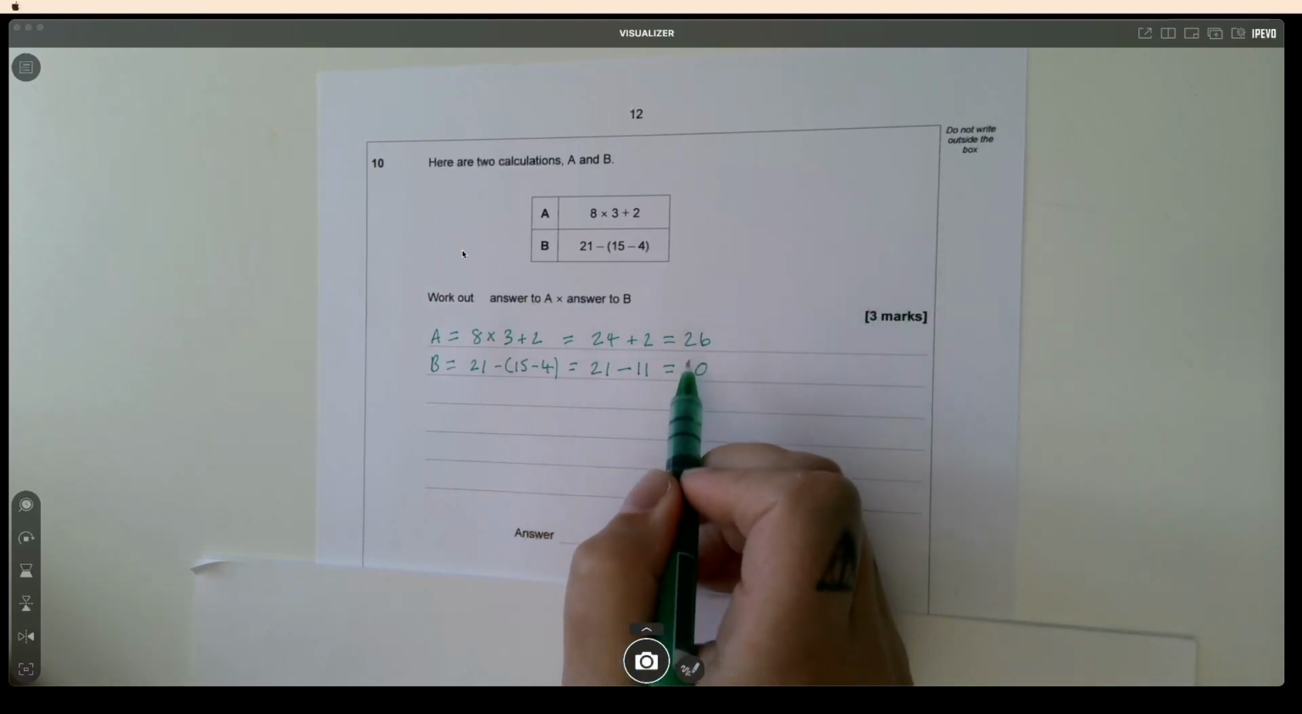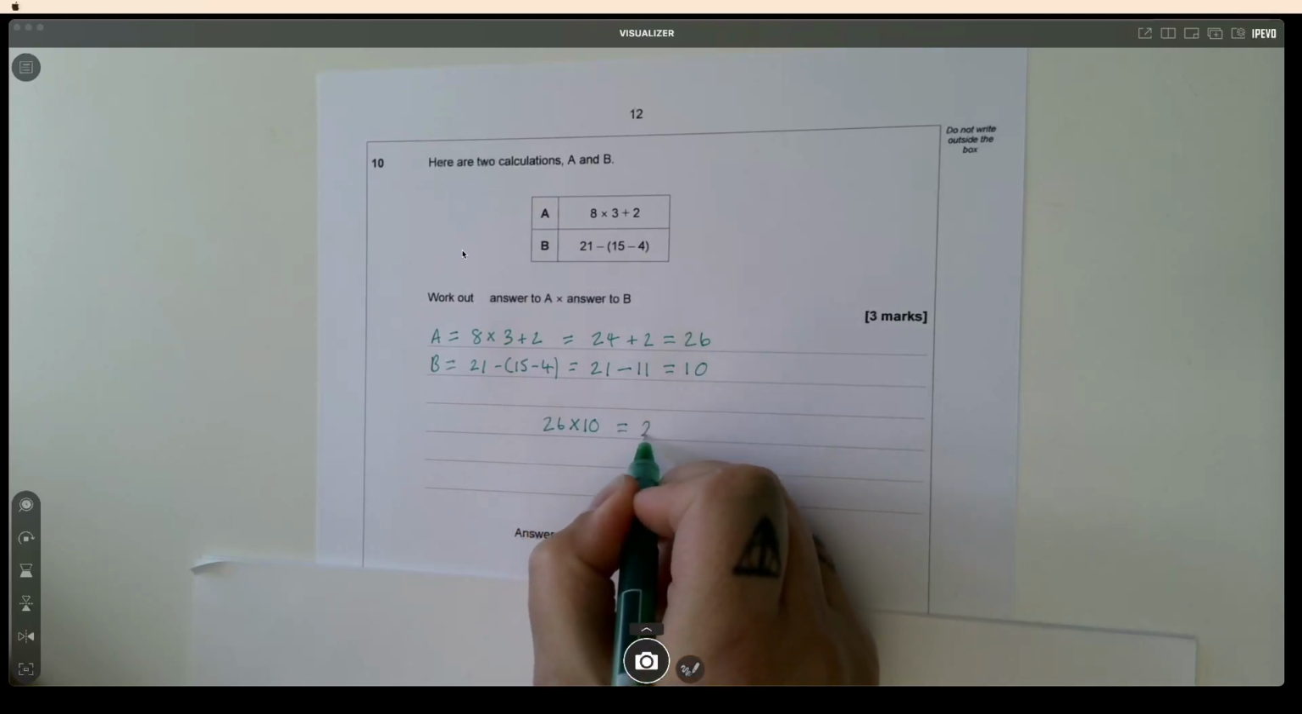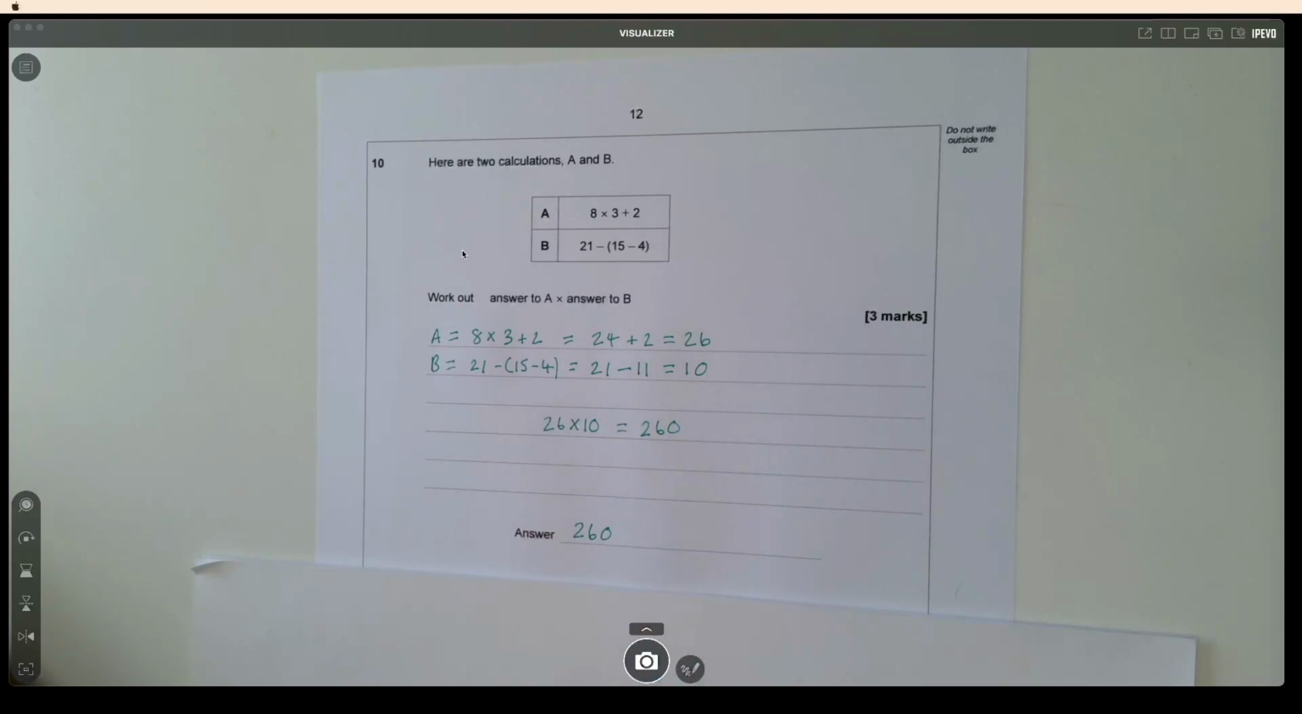Now we need to multiply those two answers together. So 26 multiplied by 10 is 260. And that's our final answer on the answer line.